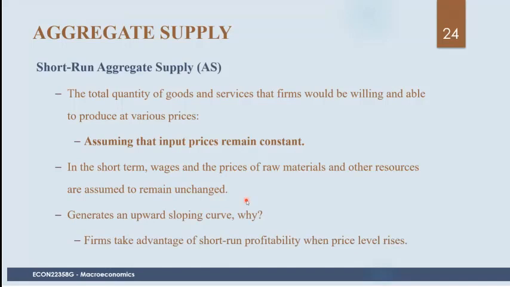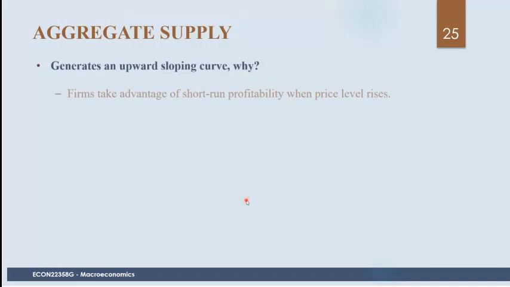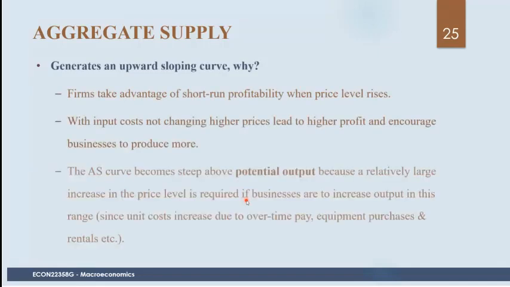And so the reason why the curve is upward sloping is very simple. If the price level increases, but the costs of input stay the same, then firms' profits are going to be higher per unit, right? If prices increase, if you're a business, you can sell your good for a higher price, but your expenses don't change, well, then you're going to make more money, right? That's the idea. And so we just say that firms will take advantage of short-run profitability when the price level rises. And so that's why we have an upward sloping short-run aggregate supply curve.